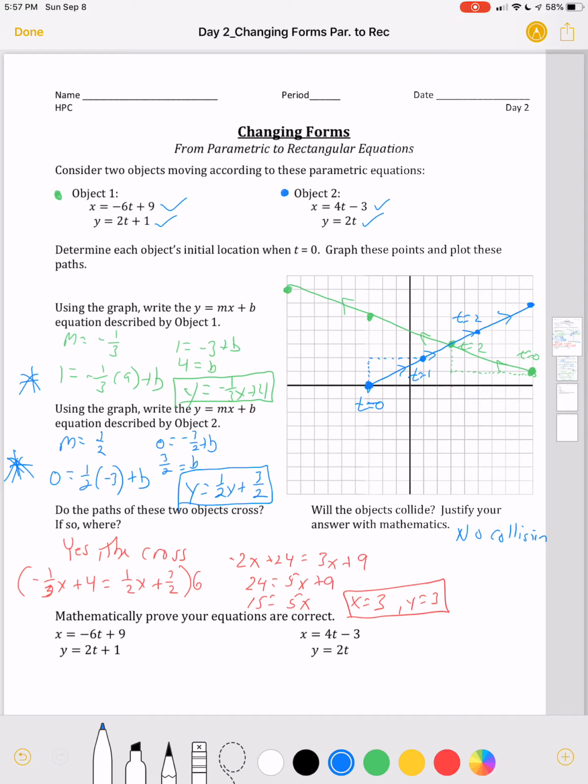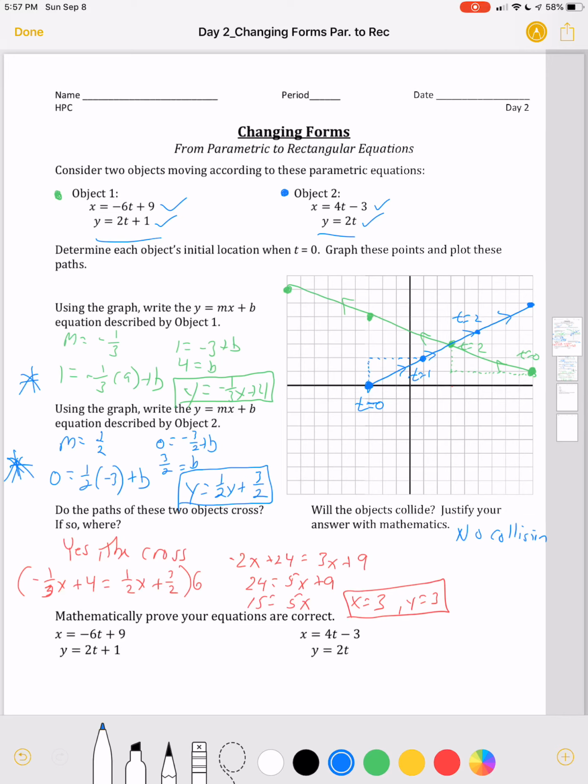But you should also be able to look at the y equals equations. This is y equals 2t. This is y equals 2t plus 1. Those y values are actually completely parallel. They should never touch. So the y should actually never cross at all. But anyway, there's several other ways you could go about doing that.